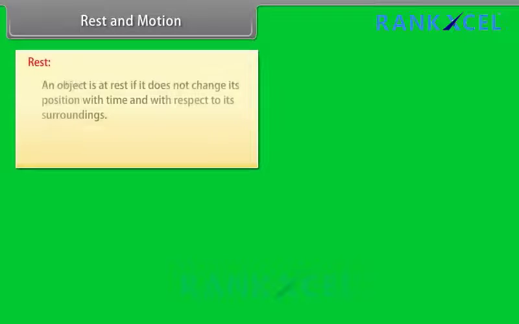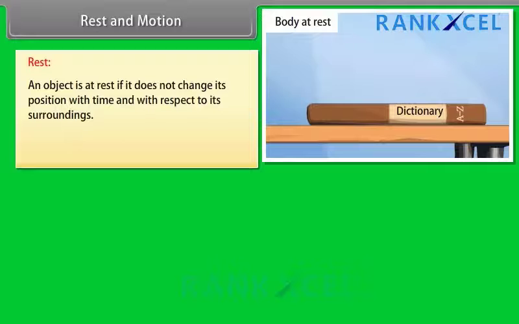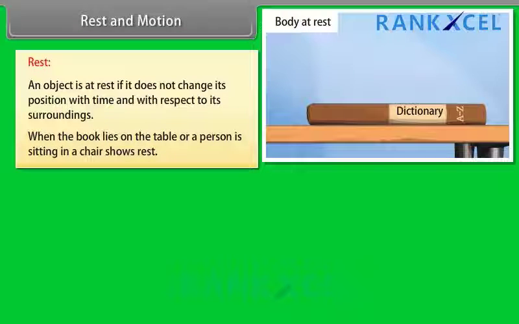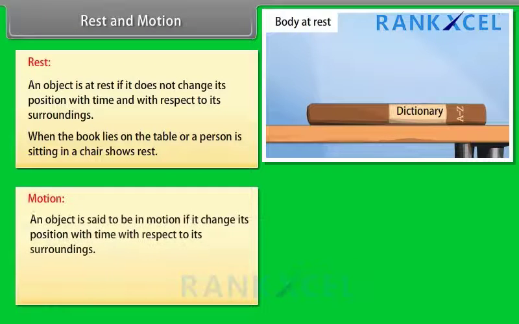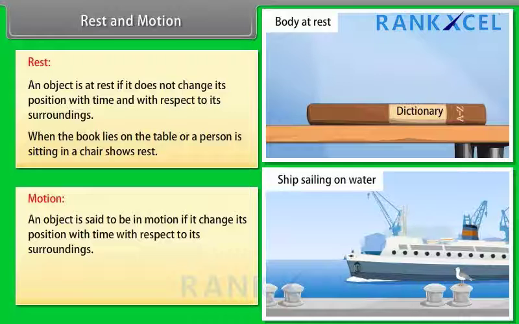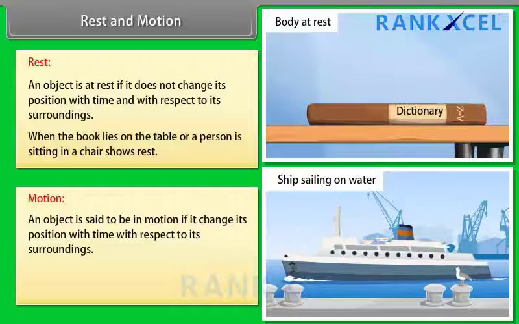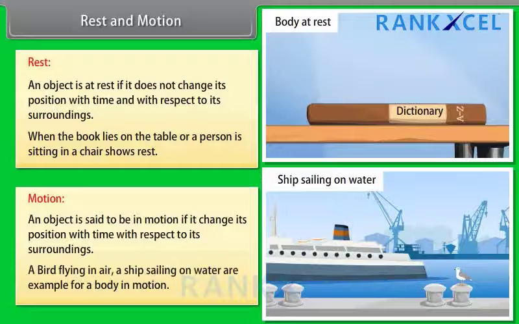Rest and motion. Rest. An object is said to be at rest if it does not change its position with time and with respect to its surroundings. When a book lies on the table or a person sitting in a chair shows rest. Motion. An object is said to be in motion if it changes its position with time with respect to its surroundings. A bird flying in air, a ship sailing on water are examples for a body in motion.